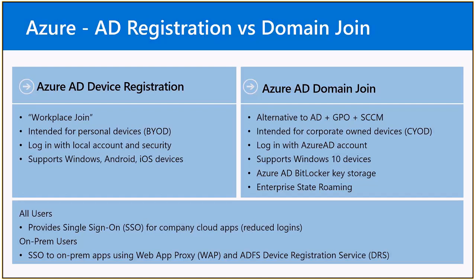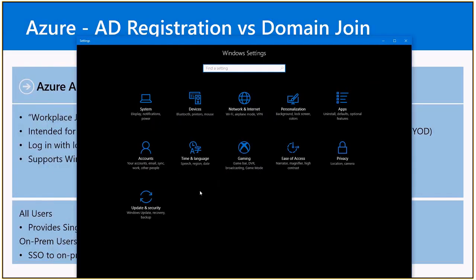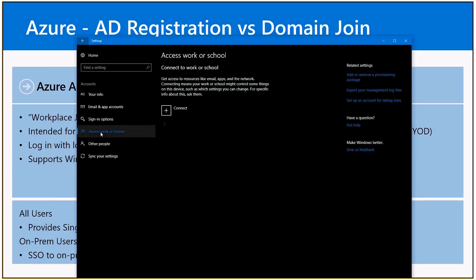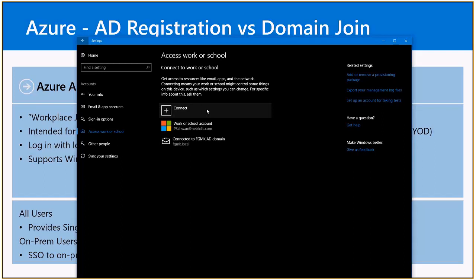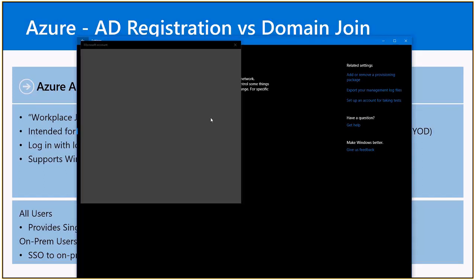So the traditional device registration is simply going in and adding a work account to your device. It's a very simple process. In fact, I'll pull it up here on this device. It's available for all users in the settings unless it's disabled by policy. There we go. If I go into the accounts area and access work or school, this is where I have the ability to add those accounts. So I can simply go to connect.